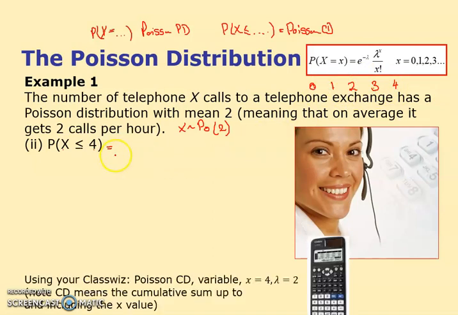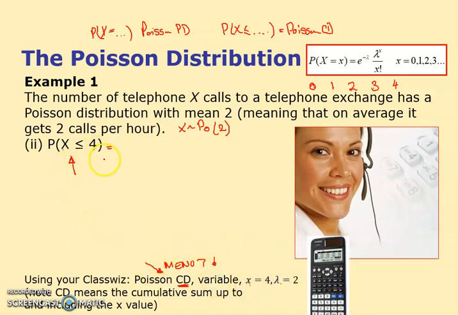So instead, I'm going to cheat again on my calculator. The Classwiz lets me do this, and this is actually what we do. We press Poisson CD. So menu 7 again, it's exactly the same. You press down, and you press Poisson CD this time. The calculator knows Poisson CD means less than or equal to. So I press variable, x is 4, lambda is 2.